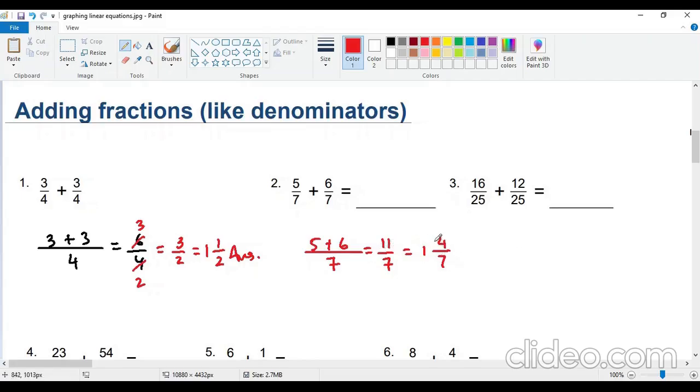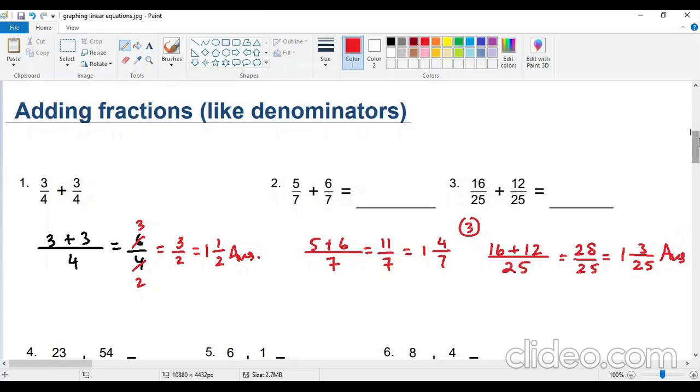Same is going to be in case of question number 3. We make just one straight line and write 25 only once, because you are adding. So whenever we are adding, rules are different. Whenever we are multiplying, things are different. So 16 plus 12 is going to give us 28 over 25. As you can see, this is an improper fraction. We'll change it to a mixed number. 25 times 1 is a 25, and 3 is the remainder. You cannot go ahead, and this is going to be your answer.